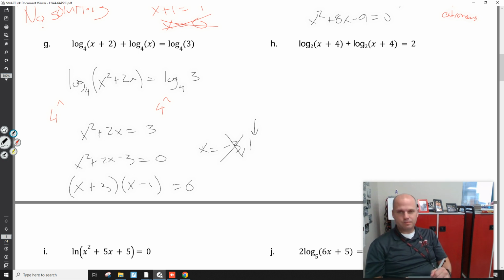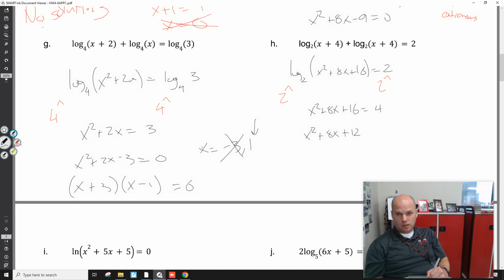I'll show you both. We could combine our logarithms using log properties. We get x squared plus 8x plus 16 equals 2. I get rid of the log base 2 by taking 2 to the power. It happens that 2 to the power of 2 is the same as 2 times 2, but make sure you understand what process you're doing here. You're taking 2 to the power of 2. I'm going to subtract, and I get that.